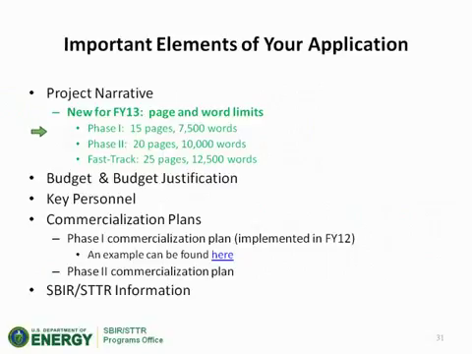You also provide a budget and a budget justification, a list of your key personnel, and then the other important thing is you also provide commercialization plans. DOE requires that for both Phase 1 and Phase 2. I'd point out a Phase 1 commercialization plan can be very brief, only a couple pages. We do provide an example of what's included in that, again, on the link that's indicated on the web page.